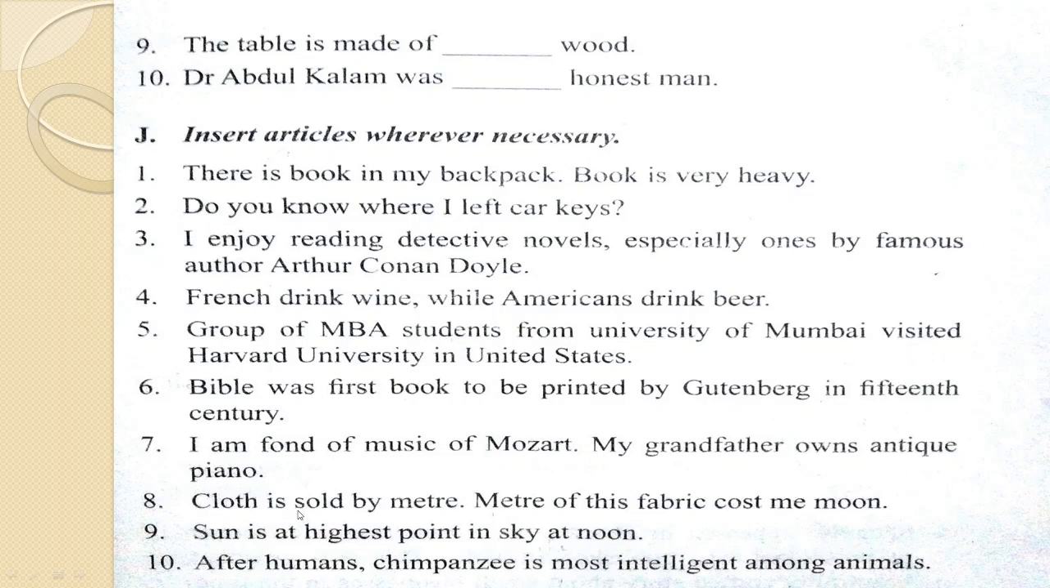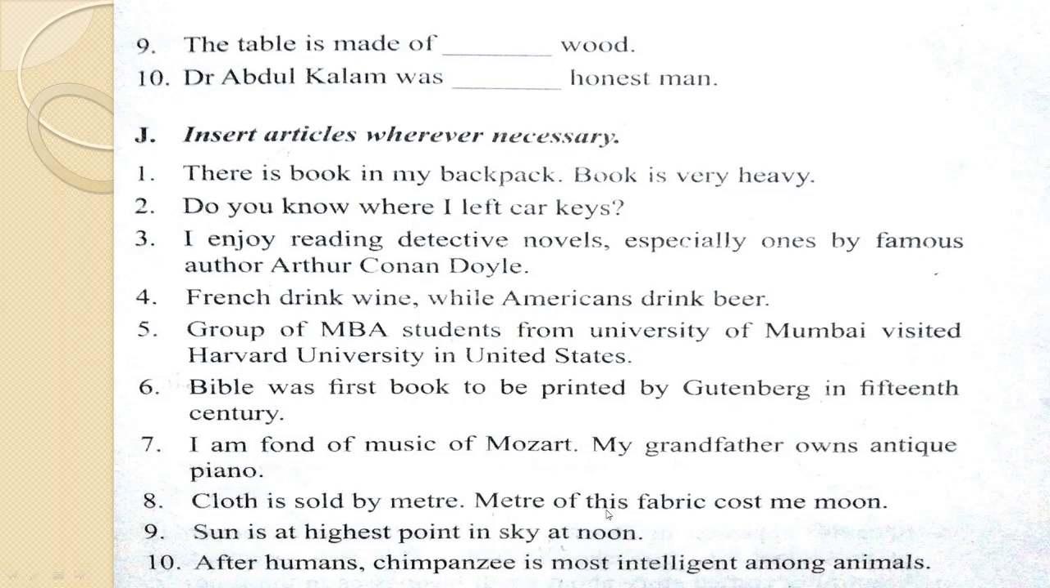So cloth is sold by the meter. There is no error with the use of articles here, but the meter of this fabric, or you can say a meter, you're not really referring to a specific meter, but you are referring to 1 meter. So 1 meter of this fabric costs me moon.